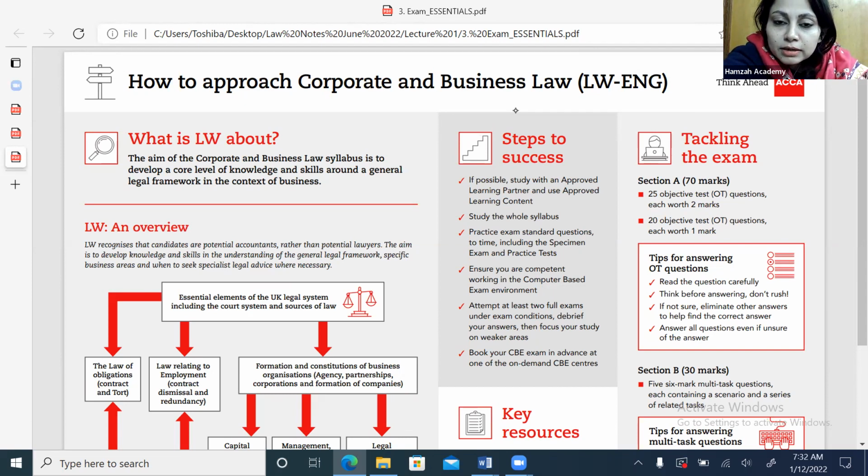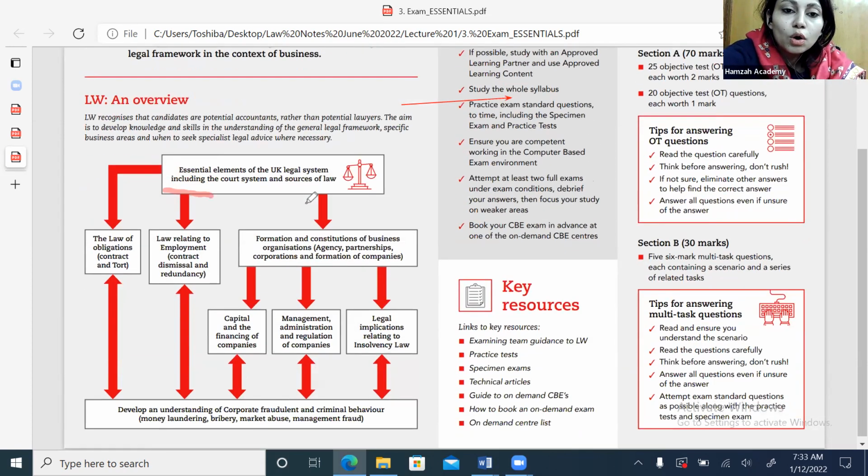The heading of this article in front of you is how to approach corporate and business law. What is law about? The aim of the corporate and business law syllabus is to develop our core level of knowledge and skill around a general legal framework in the context of a business. I have already explained why we are studying this paper. We are studying the law paper in the ACCA qualification. The next is law and overview.